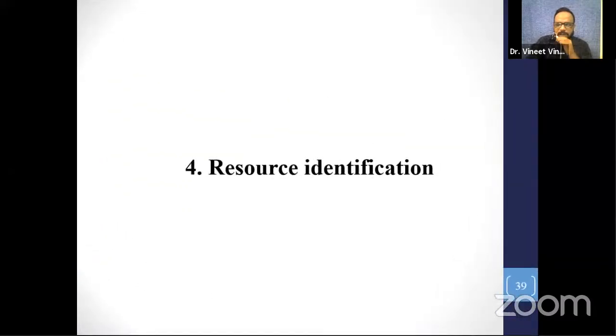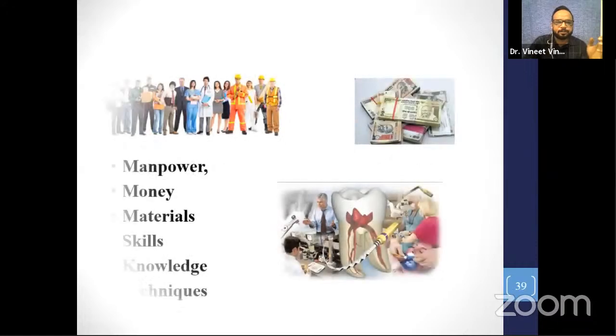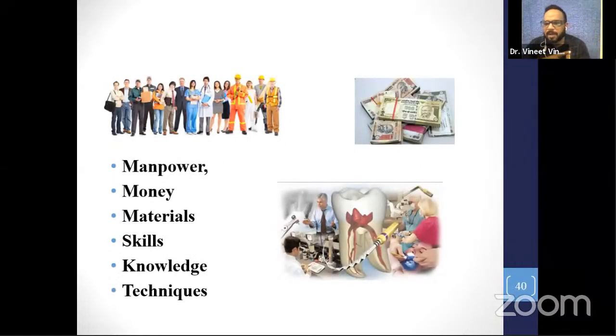Now checking for the resource, you have to identify the resources. When you are planning a program, you have to look at the resource. Now resource doesn't mean only money. It means manpower. It means material. So you have three M's there: manpower, material, and money. So you have to look at the resources, what is available for you when you are planning to conduct a program. So you have manpower, you have money, you have material, and then you have to look at the skill.